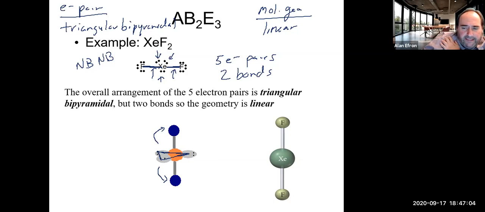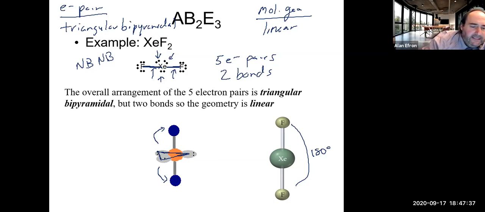Basically, our two bonded atoms end up on opposite sides of each other, while our lone pairs almost end up in a triangle type shape. The bond angle here is actually linear, 180 degrees as it goes across that way. They spread out just like a straight linear arrangement. So 5 electron pairs gets us to our expanded octet. It's got 2 bonds, which gives us our linear arrangement.